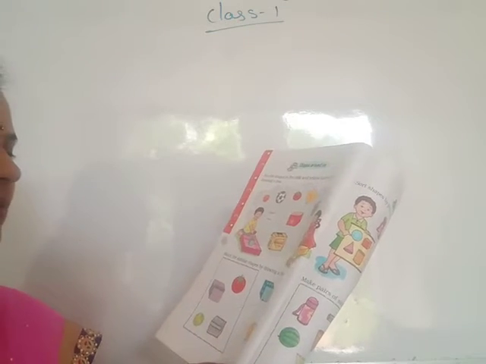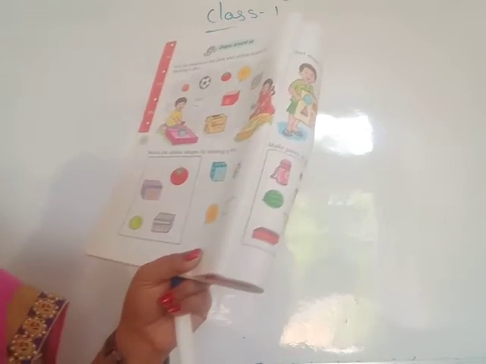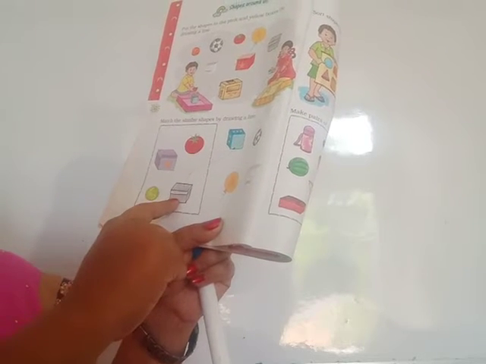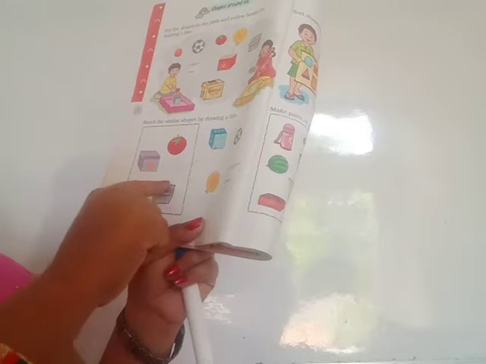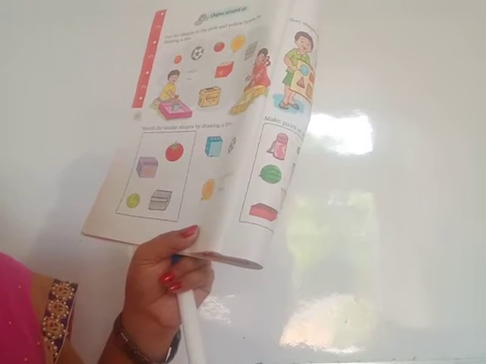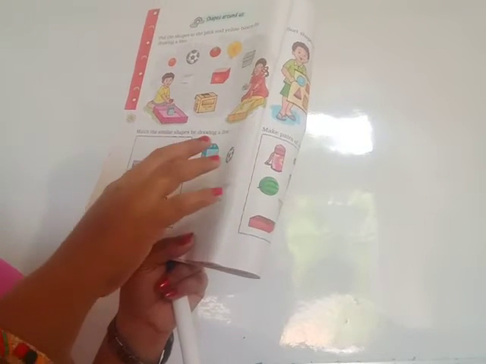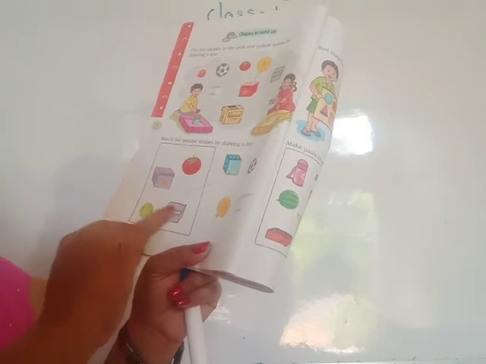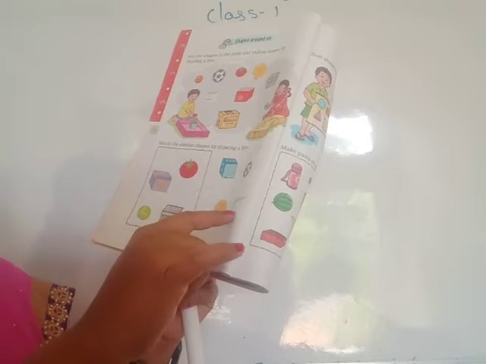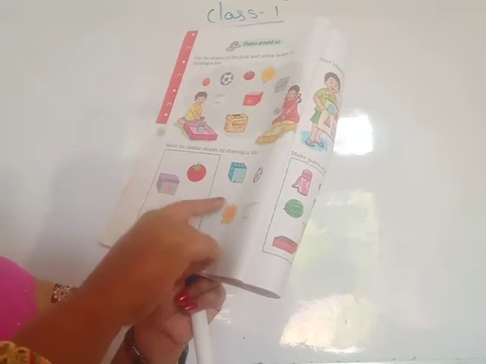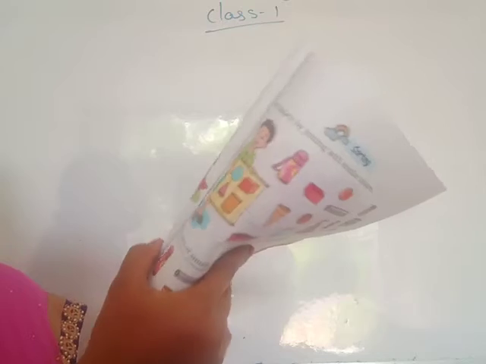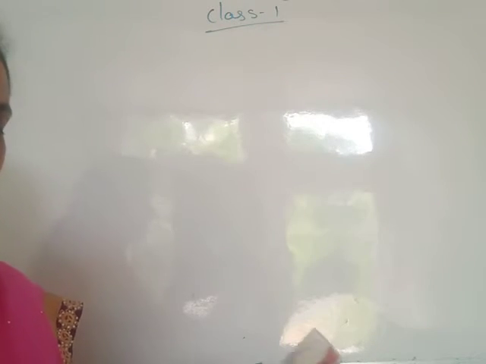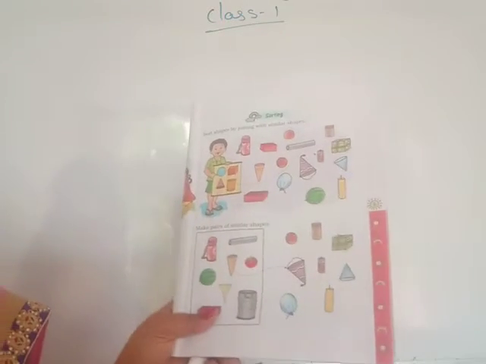Match the similar shapes by drawing a line. Here this box is a cube. Then you match here this one shape, and here round, this sphere. Then you match this sphere. Then you match the chalk box and the cube here.